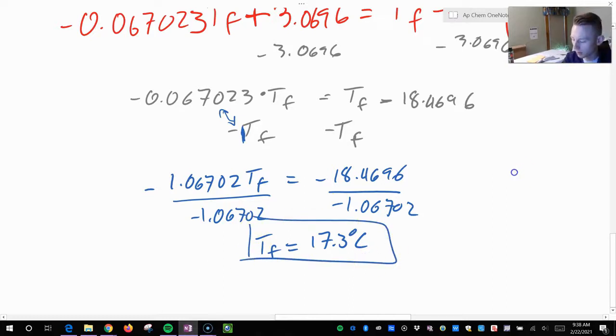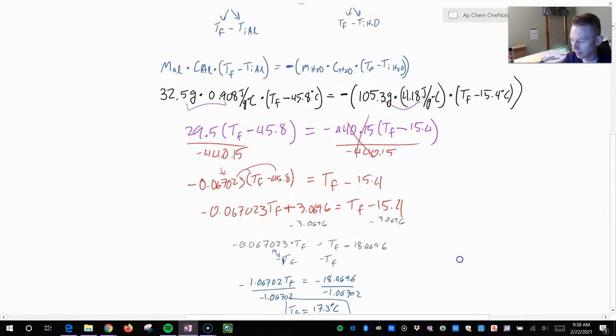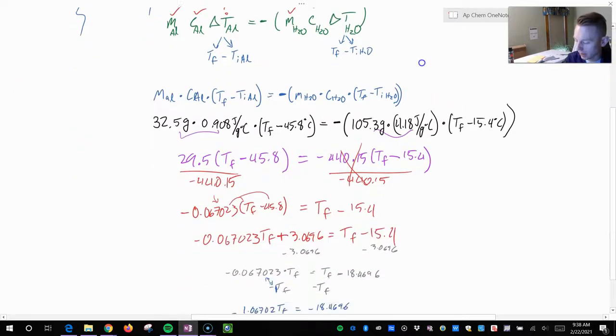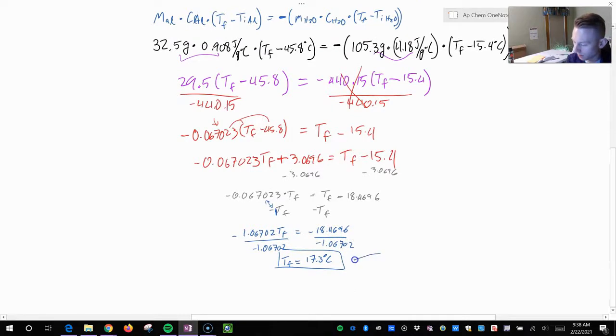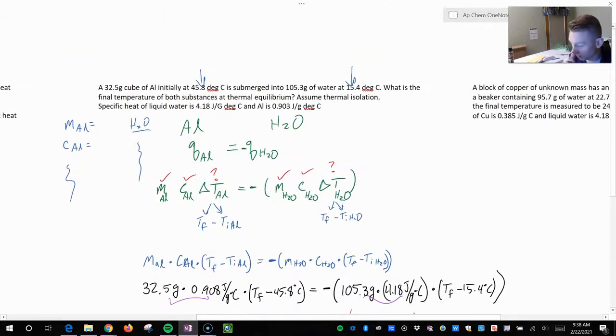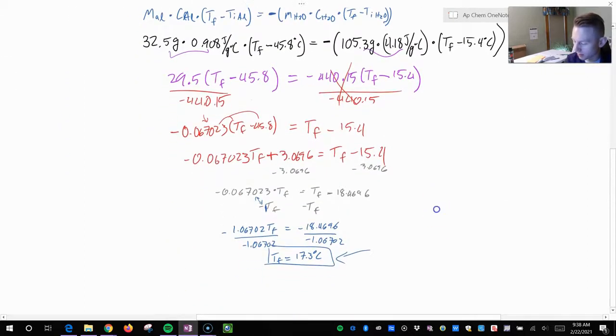Whew! So then we can always check back to the beginning. We know that the aluminum was going to cool down and the water was going to heat up. So the aluminum cooled down a lot, went from 45.8 to 17.3, but it did cool down. And then the water went from 15.4 degrees to 17.3. And that should make sense.